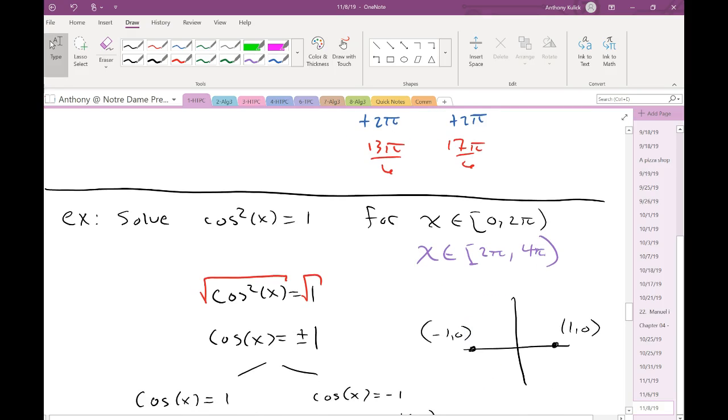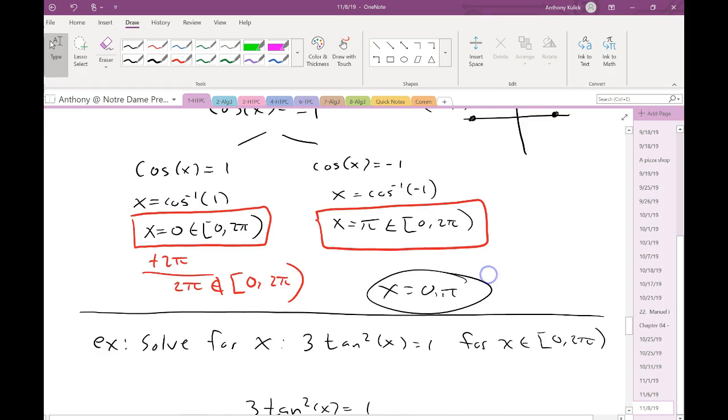So what if I wanted my answer to be from 2 pi to 4 pi instead? I'm not going to do anything different until I get to my final answer. And I'm just going to add 2 pi to each of these. Everybody okay with that? That's easy, right?